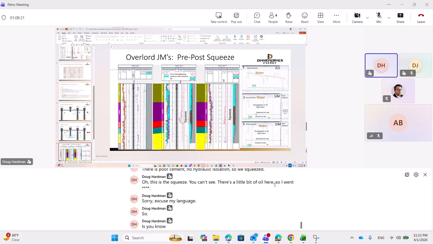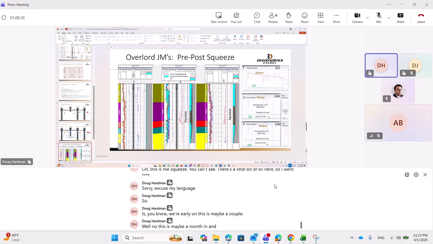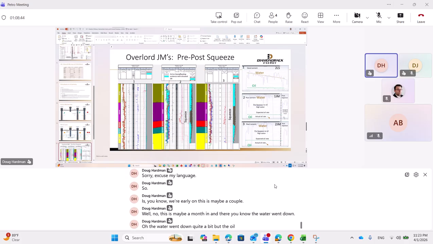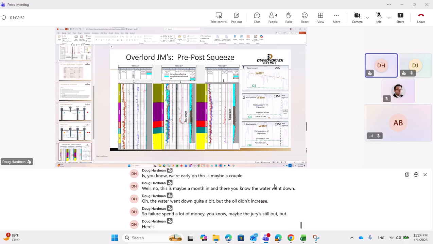We're early on. This is maybe a month in, and the water went down quite a bit, but the oil didn't increase. So failure, spend a lot of money, maybe the jury's still out, but here's the interesting thing that I've talked to Ryan about, and I'll start over here.